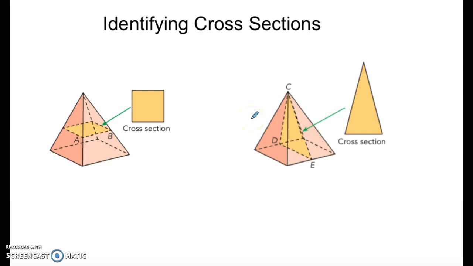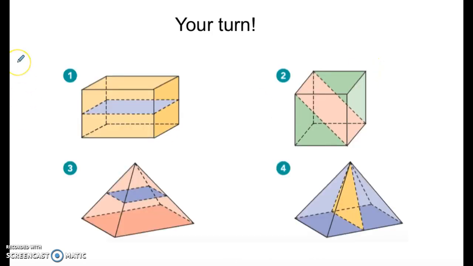Now, if we sliced this pyramid with a piece of paper vertically and opened it up, we would see a triangle. So the cross section is a triangle. Now it's your turn. Copy these down in your notebook and write down the cross section you see. Once you have done that, your notes are completed for this video.